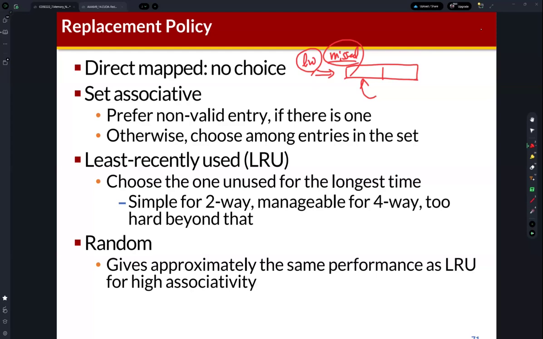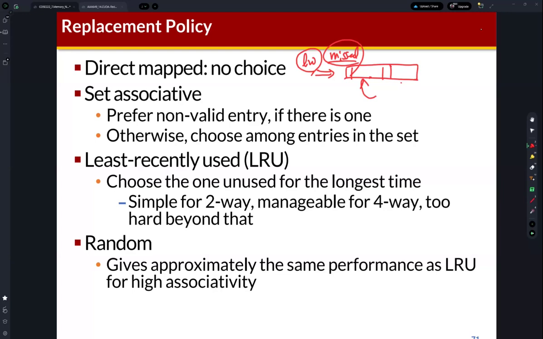But let us assume that the target set is already full, which means all cache blocks are valid, right? So in this case, one of the cache blocks needs to be evicted, so kicked out from the cache, right? But we need to select from these 2 blocks. How?